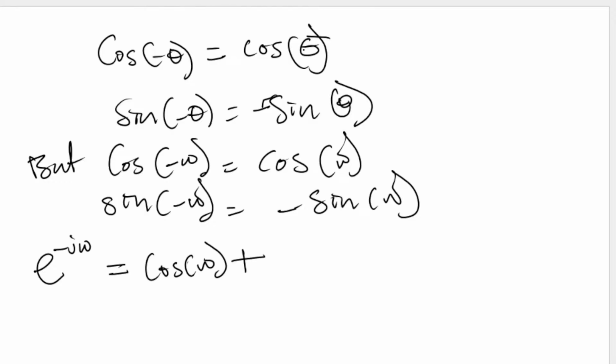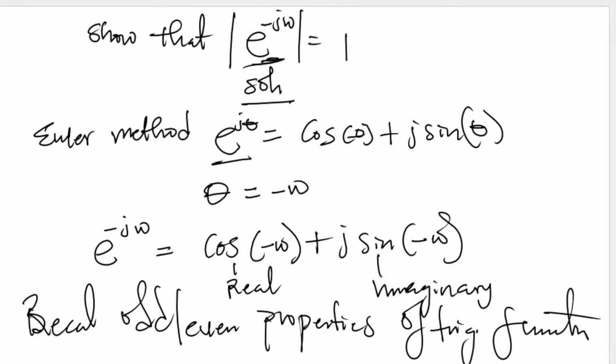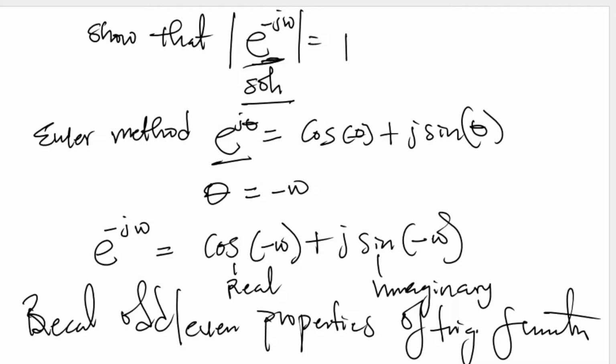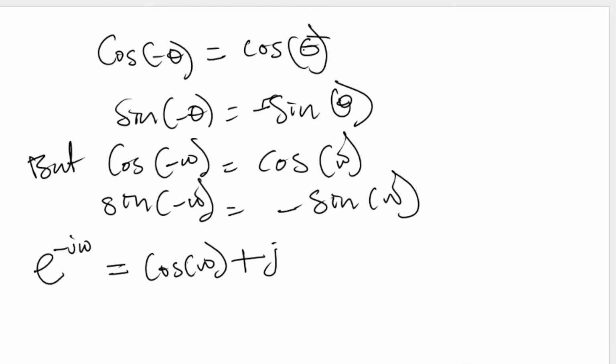plus J into sine minus W. And what's the trig property of sine minus W? We've already gotten that sine minus W is minus sine W. So what we have here will now be minus sine W. Are we together?